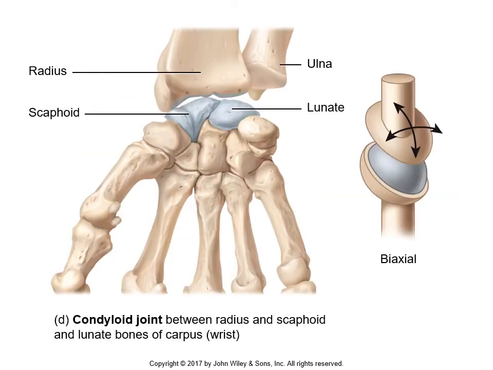Now the condyloid joint, between the radius and the scaphoid. You can see a couple of the carpal bones are condyloid joints as well. But just like with plane joints, even pivot joints, condyloid joints, there's really not a huge number of them.